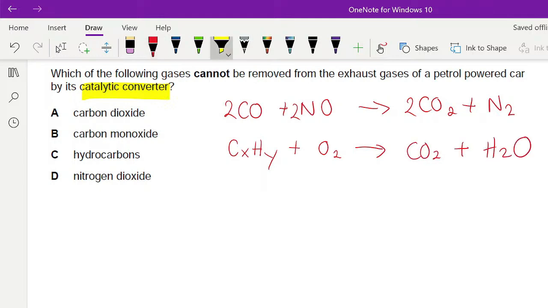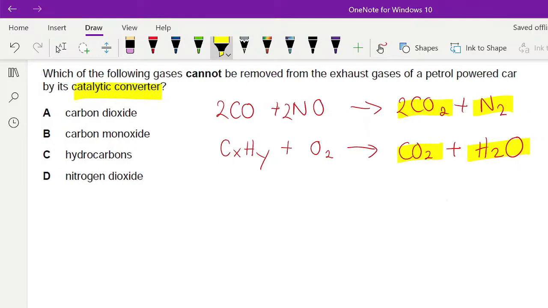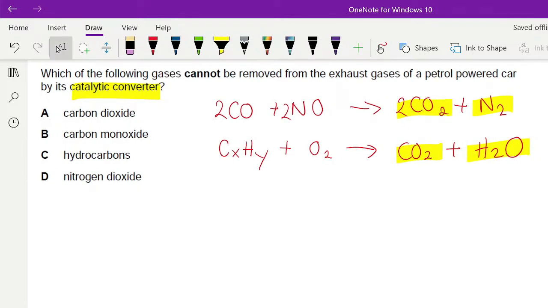Okay, so the waste gases from catalytic converters are carbon dioxide and nitrogen and water. Well, nitrogen and water are not really considered as a pollutant. All right. So answer here is carbon dioxide cannot be removed.